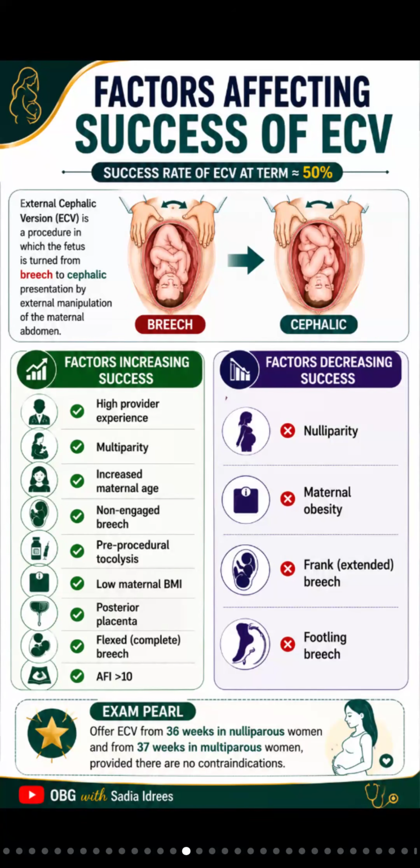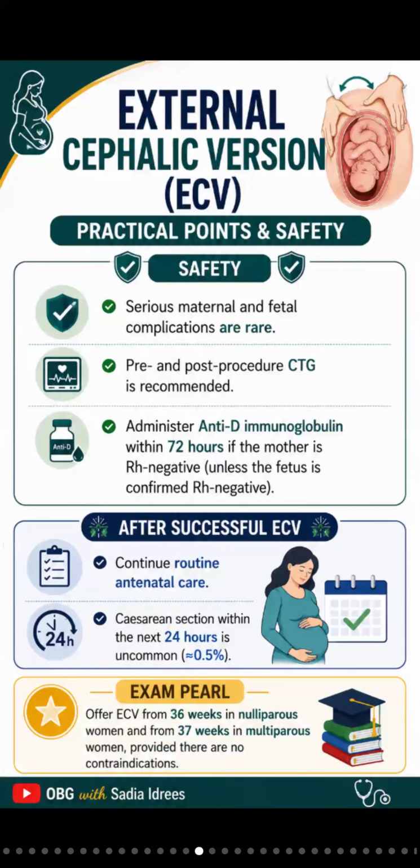Offer ECV from 36 weeks in primigravida and from 37 weeks in multigravida, provided there are no contraindications. This is very important. What is the safety point? Serious maternal and fetal complications are rare, but pre- and post-procedure monitoring is recommended. If the patient is Rh negative, administer anti-D immunoglobulin within 72 hours unless the fetus is confirmed Rh negative. After successful ECV, continue routine antenatal care. Cesarean section within the next 24 hours is very uncommon, less than 0.5%.